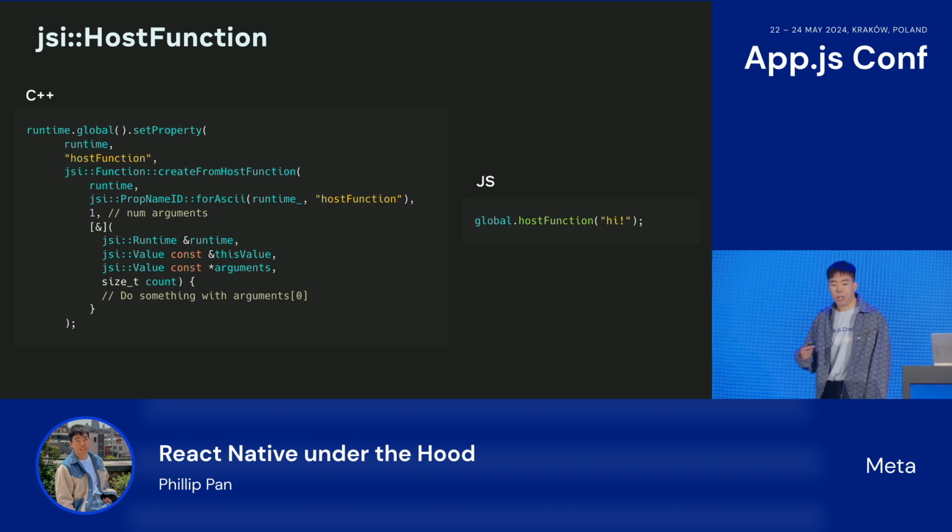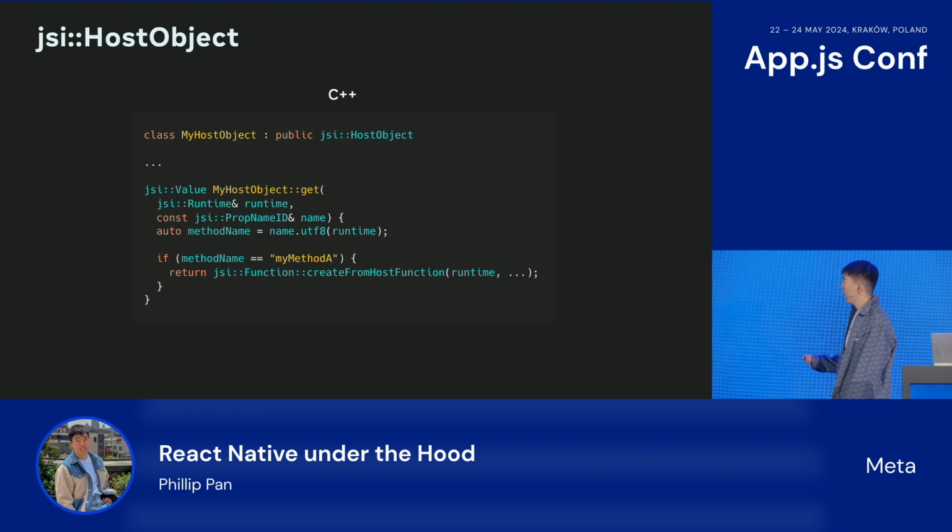Cool. So we can also embed native functions into the JS runtime with what we call host functions. In this example, we embed a native function called host function onto the JavaScript global property. We can then call this function off the JS global object. So this is an example of how JS can invoke something in native.